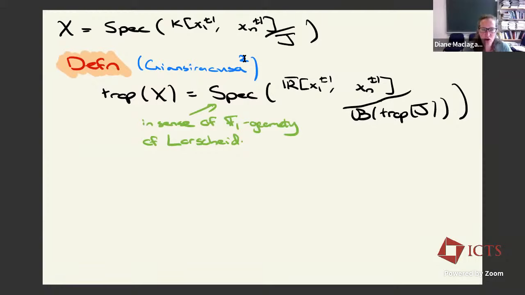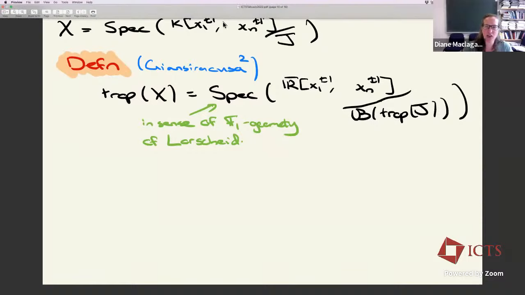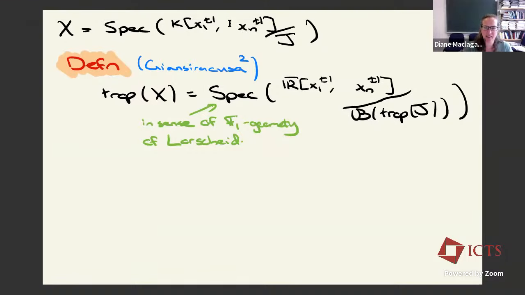They define the tropicalization. If I start with a subscheme X of the torus, given by Spec of the quotient of the Laurent polynomial ring by an ideal, then the tropicalization of X is defined as follows. I take the quotient of the semi-ring of tropical polynomials by the bend congruence, and that's a perfectly good semi-ring, and now I'll take Spec in the sense of F1 geometry.